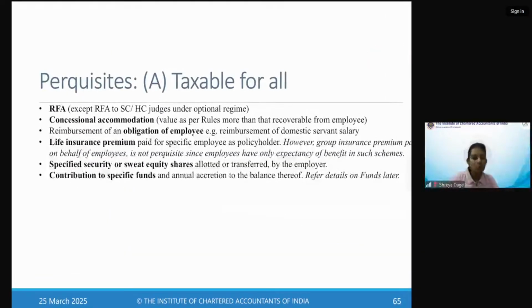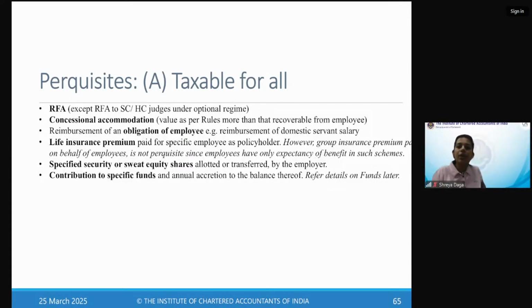Ones which are taxable for all. RFA means rent-free accommodation. Okay. So normally rent-free accommodation is taxable for all kinds of employees. Government employee हो, कोई भी हो, ठीक है. अगर सुप्रीम कोर्ट, हाई कोर्ट जजेस को एम्प्लॉयर ने घर दे दिया. ओके, एम्प्लॉयर माने गवर्नमेंट ऑफ इंडिया, या गवर्नमेंट ऑफ द रेस्पेक्टिव स्टेट, तो अगर उनको अकोमोडेशन दिया जा रहा है, वो भी अंडर ऑप्शनल रेजिम, तो वो एग्जेम्प्ट है.